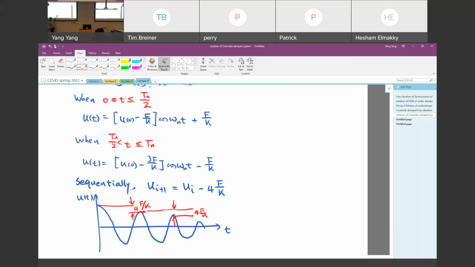Eventually we have the same relation. So the third cycle and the second cycle, the difference will be the same. So this is a linear decay. This is different from this process, where we have exponential decay. Here we have a linear decay.